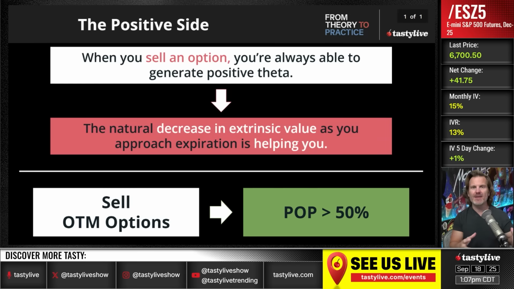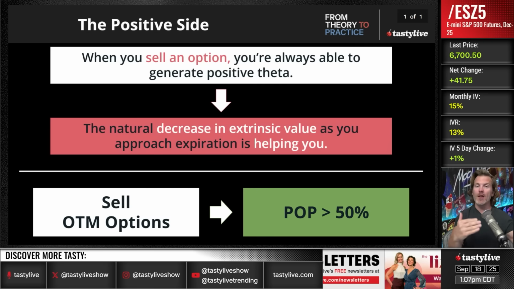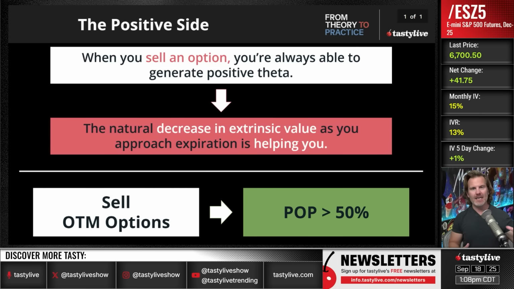Okay, put these pieces together. I've got positive theta because I've got this downward pressure on the extrinsic value over time. That's what I want. I want the option price to move lower. So having positive theta by selling options is going to help me reach my objective just by time moving forward, because it's eliciting this downward pressure on the option price in the form of a slightly lower extrinsic value day in and day out.